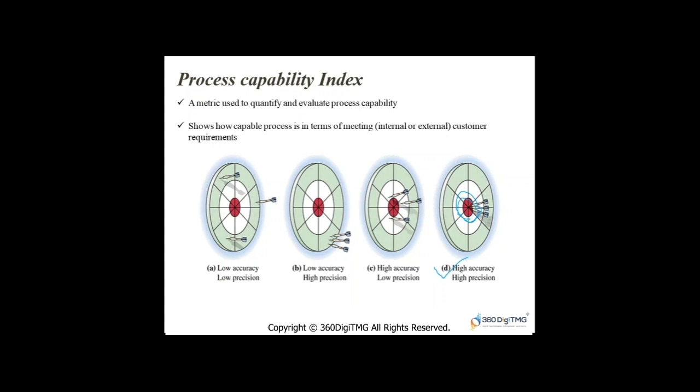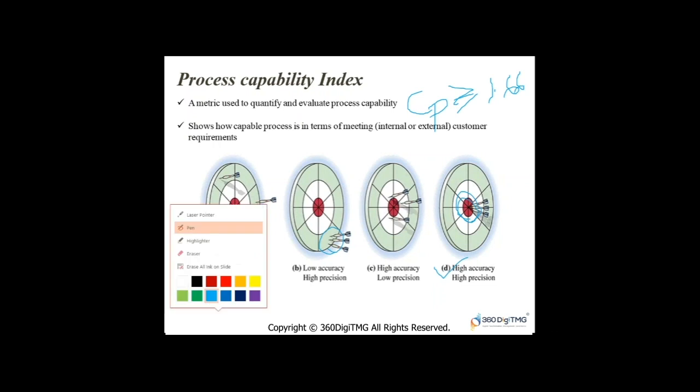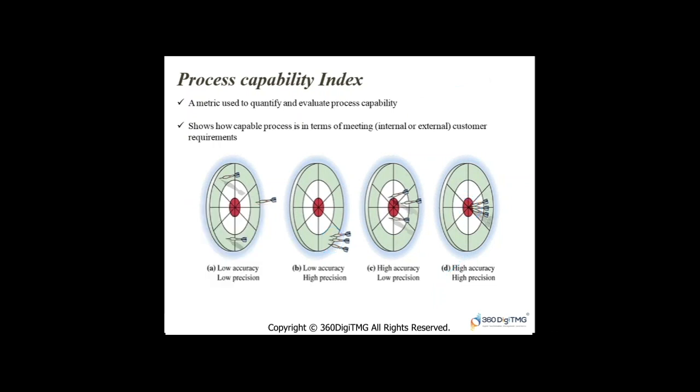Let us understand these things in the context of CP/CPK. Now, we use the number or the representation CP to speak about the precision. How close your data is to each other is explained using CP. And this value as a thumb rule should always be greater than or equal to 1.66. Yeah, it has to be greater than 1.66 as a thumb rule.